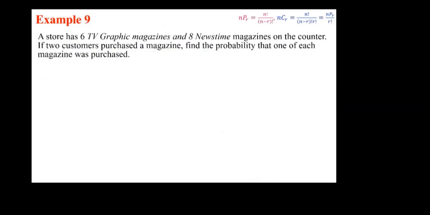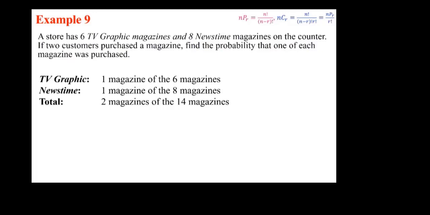So here's the next one. A store has 6 TV graphic magazines and 8 news time magazines on the counter. If 2 customers purchased a magazine, find the probability that one of each magazine was purchased. Let's see how we do that. First, let's write it in a manner that it's easy to follow. TV graphic, we want to choose 1 of the 6 magazines. News time, we want to choose 1 of the 8 magazines. And therefore, we have a total of 14 magazines to choose from.